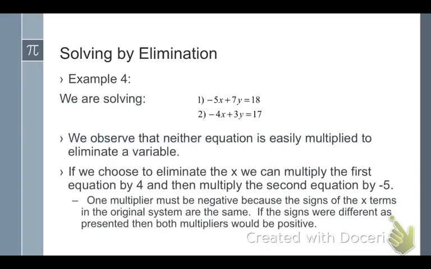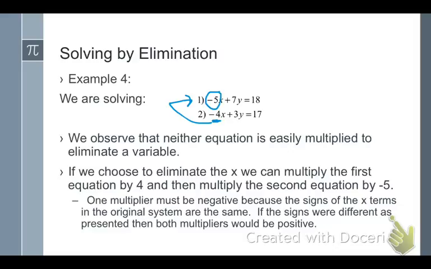So here's the system we're solving. If I multiply the first equation by 4, so where did I get the 4? Well, there's a 4 in the second, so I'm going to multiply the first equation by 4. And I'm going to multiply the second equation by negative 5.